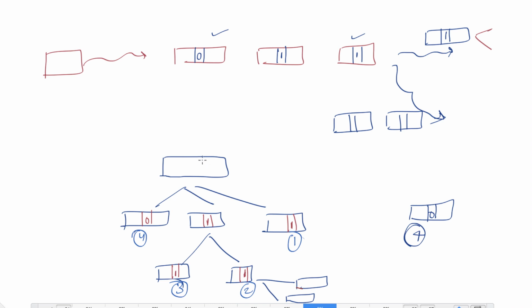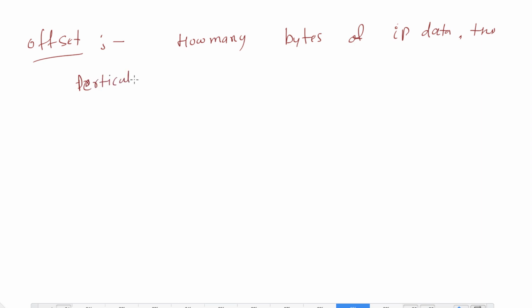So offset will tell us how many bytes this packet is following. Let me go to the next page. There is a field called offset that tells us how many bytes of IP data, which means apart from the IP header, the particular fragment, the particular packet is following.